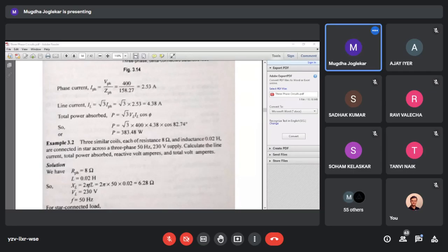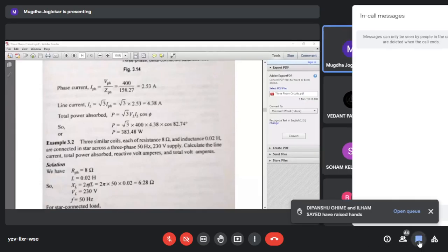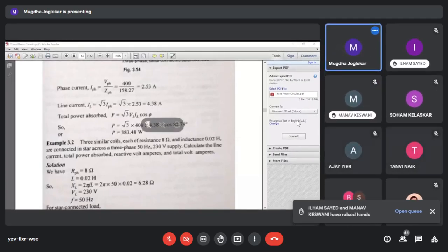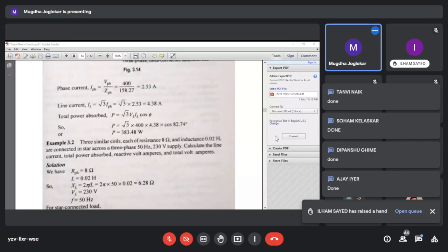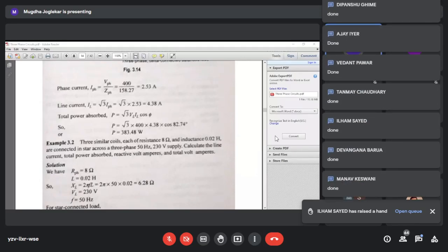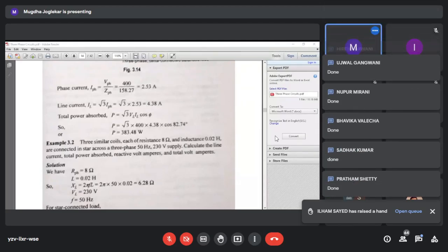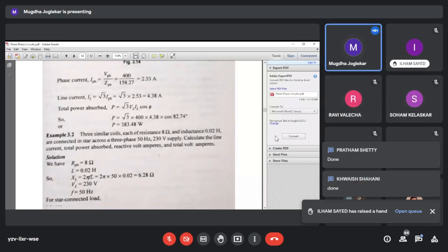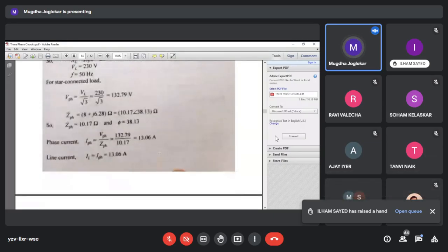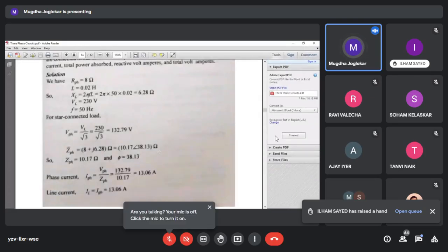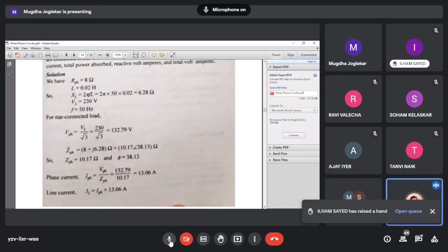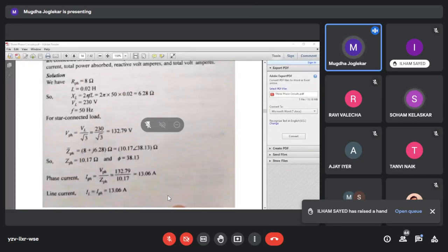It's done with the question, everybody. How many of you completed? Please write done in the chat box, those who have completed. What about others, completed or not? Okay, so we can proceed to finding the answers now. All of you check the answers of VPH, ZPH, IL, IPH, and then I will show you the total power absorbed, and then reactive volt ampere and total volt ampere. Everybody is getting the same answer of IPH, IL and ZPH, VPH. Anybody not getting the answer, please unmute and tell me.